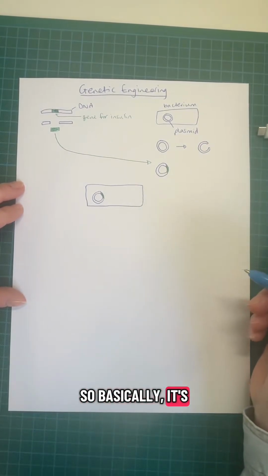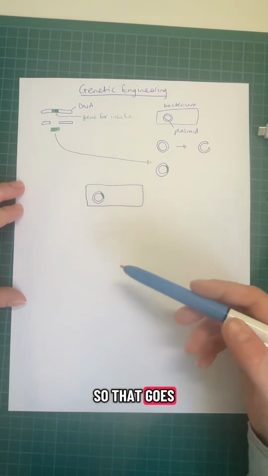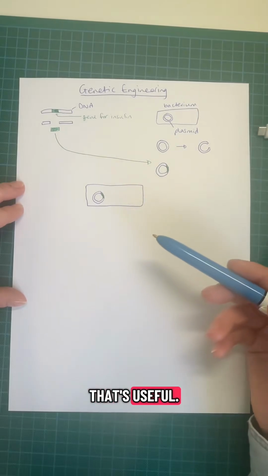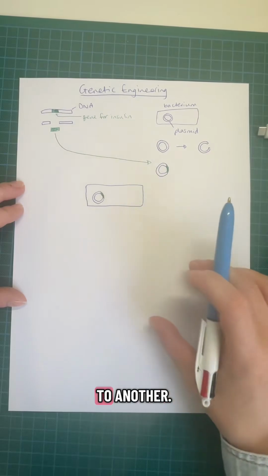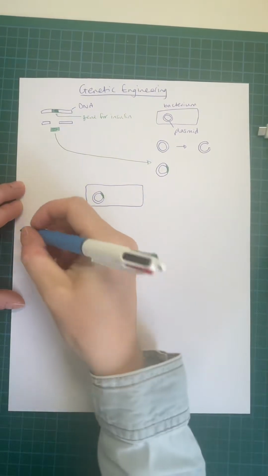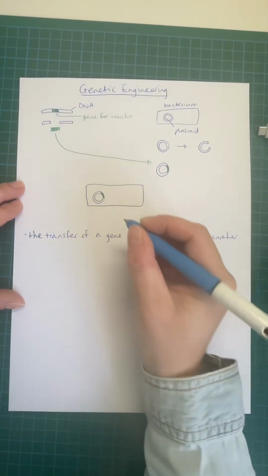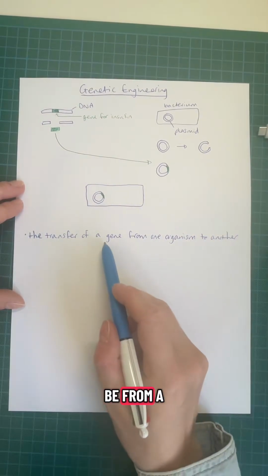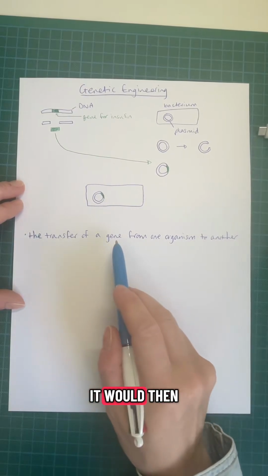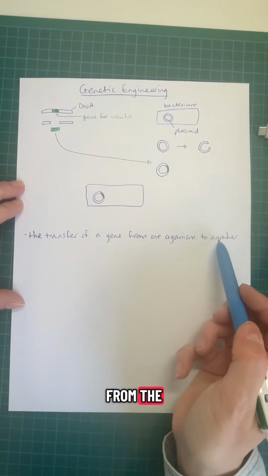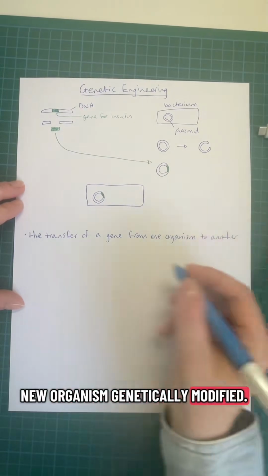So basically it's the transfer of a gene that's desirable, so that codes for a particular protein that's useful. It's the transfer of that gene from one organism to another. That gene can be from a different species or it can be from the same species, but either way it would then change the genome of the new organism, and we would then call that new organism genetically modified.